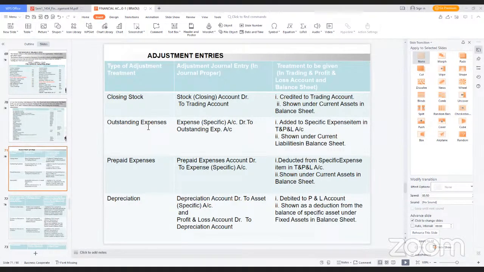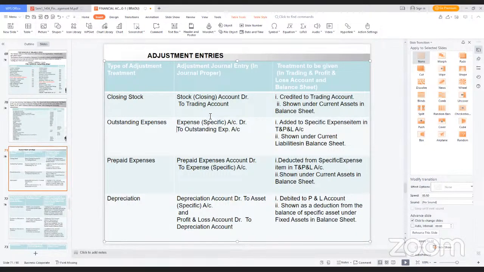Outstanding expenses. Outstanding expenses means the expenses which you still have to pay. Are you getting my point? So here, expenses account debit to outstanding means the amount you still have to pay. So in the journal proper, we'll be writing the journal entry as expenses account debit to outstanding. Specific means it may be the rent, it may be the salary, it may be the insurance, it may be anything.